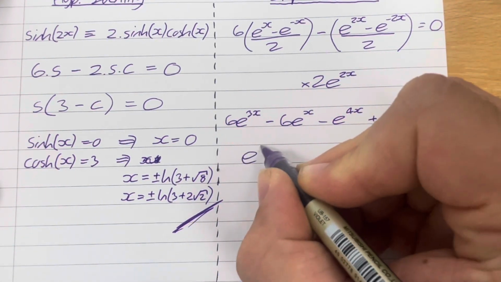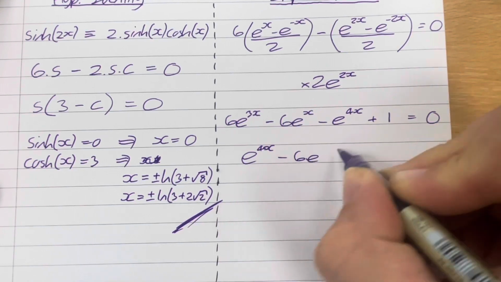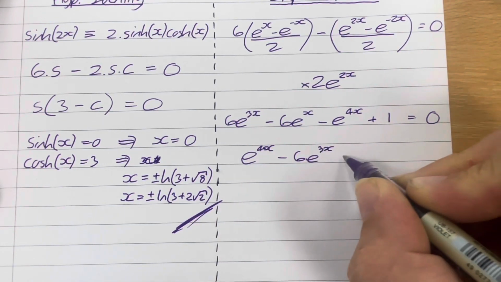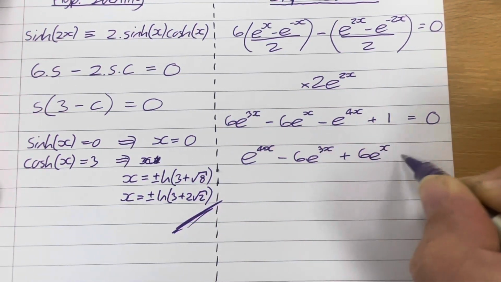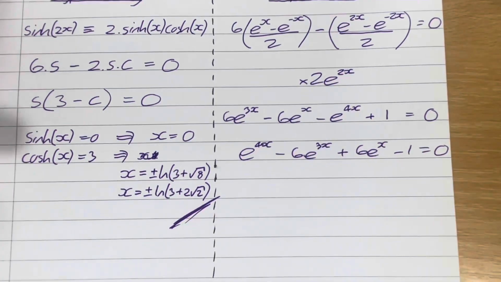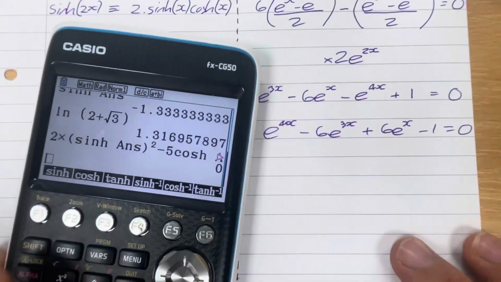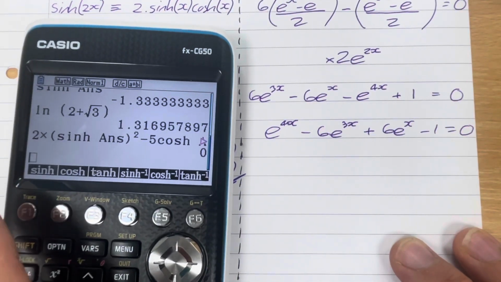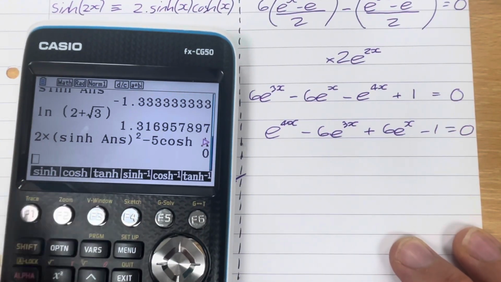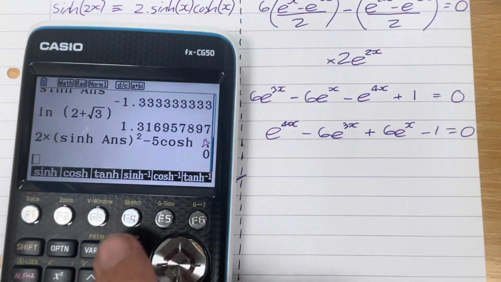I'm going to times it all by negative 1 just so it's a positive polynomial. So I'm going to get e to the 4x minus 6e to the 3x plus 6e to the x minus 1 equals 0. At this point, you might spot that e to the x equals 1 and e to the x equals minus 1 are solutions. But it's not very easy to spot.